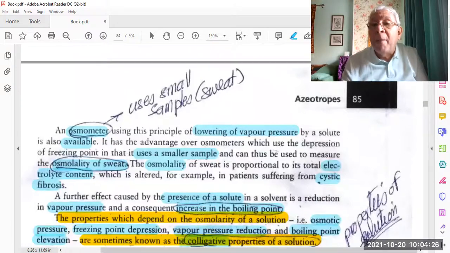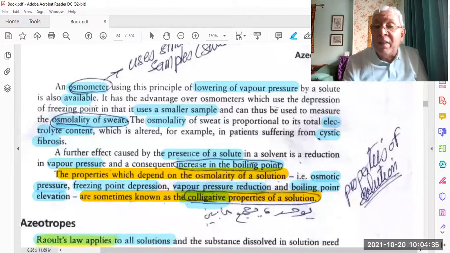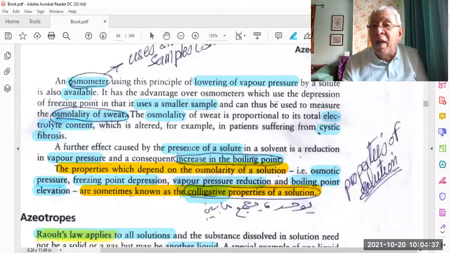This phenomenon is the basis, and accordingly we use it to measure the osmolarity. You see, as long as the vapor pressure is decreased, the boiling point is increased. All these characters of the molecules are utilized to estimate the number of moles of any substance in any given solution.